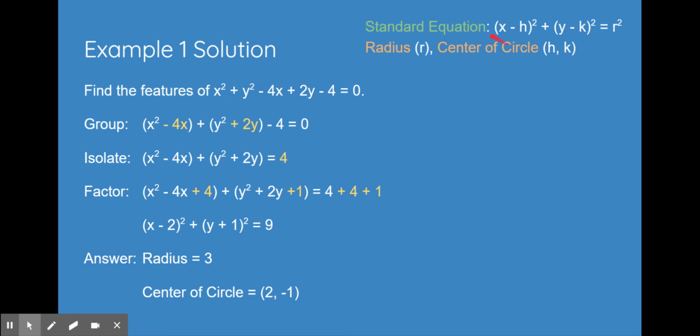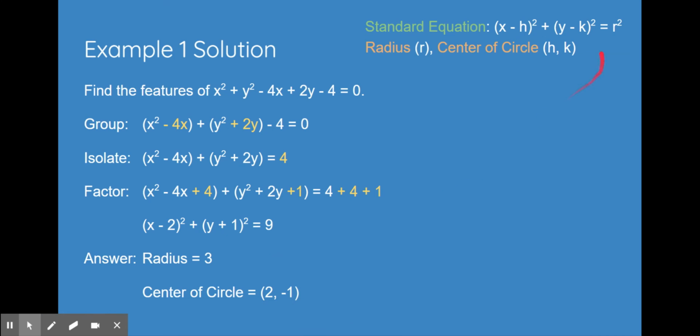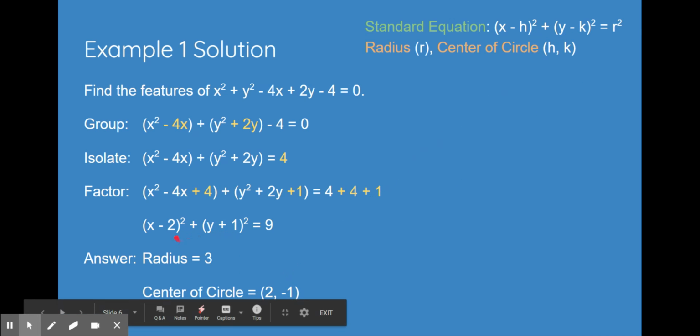This is the standard equation, and basically we use that to find the radius, which is r squared equals 9, simplified to r equals 3, and the center of the circle (h, k), which would be (2, negative 1).